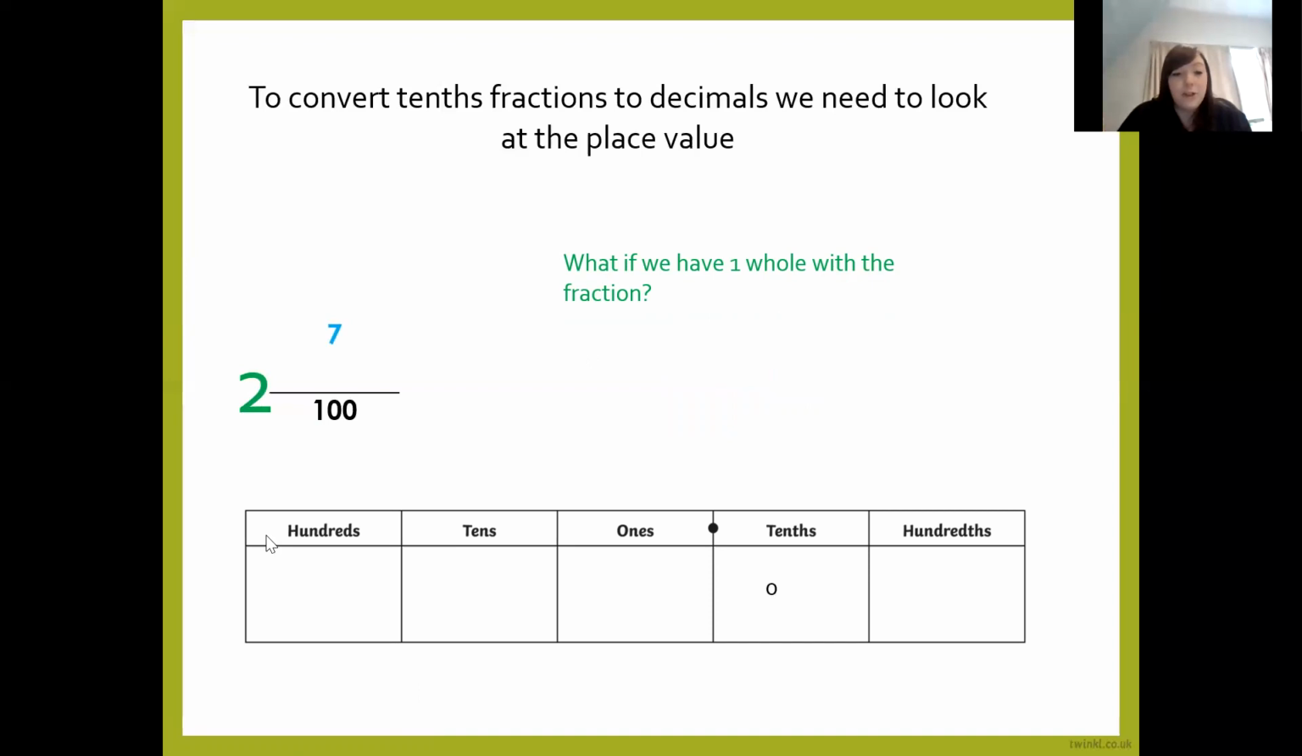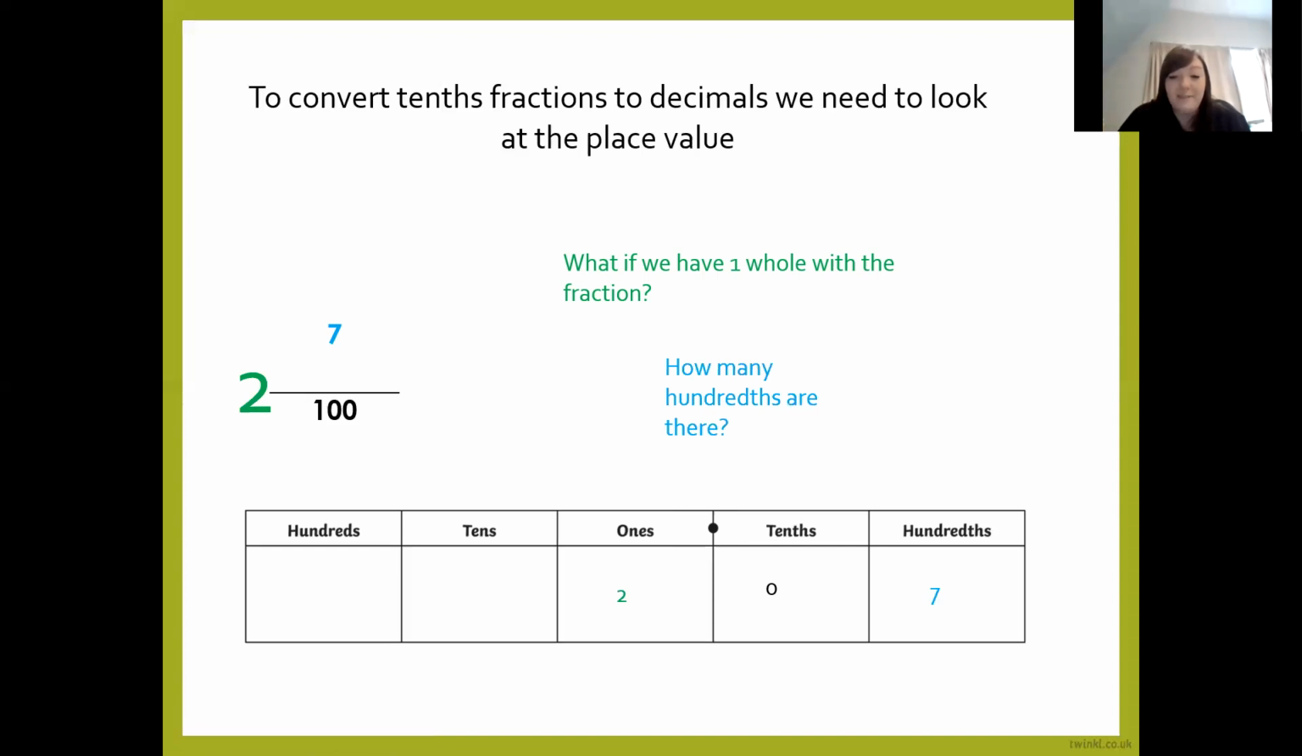Have a look at another one. We have 2 wholes. So where is the 2 going to go? Pause the video now and put your 2 in the correct column. Good. 2 is going into the ones column. We have no tenths in this number, so we put 0 in the tenths column. How many hundredths are there? What number are you going to put in the hundredths column?